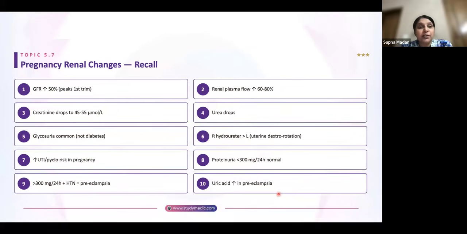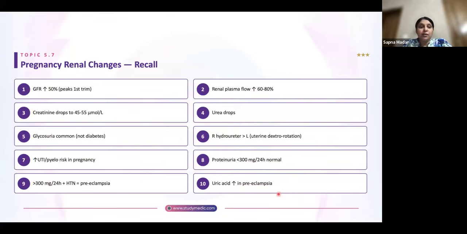So the GFR increases by 50% and it peaks in the first trimester. The renal plasma flow increases by 60 to 80%. Creatinine drops to 45 to 55 micromoles per liter. Urea concentration also drops. Glycosuria is common, but it is not diagnostic of diabetes. Right side hydroureter and hydronephrosis is more common than the left side. There is increased risk of UTI and pyelonephritis in pregnancy. Proteinuria of less than 300 milligrams in 24 hours is considered normal.